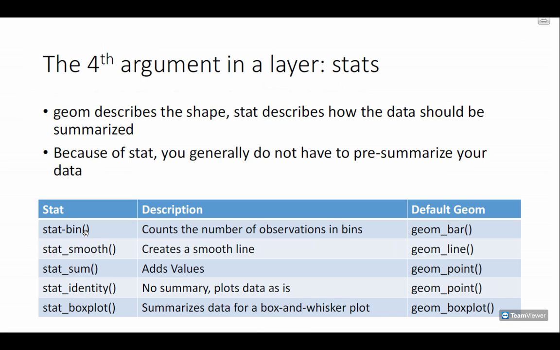So we have gone through stat bin, and we have gone through smooth. Stat sum actually adds up the values, and again its default is geom_point. So it adds up these values. Stat identity doesn't do anything, so there is basically no summary of these plots. It just uses the points as they are, and again the default is geom_point, which is the scatter plot.